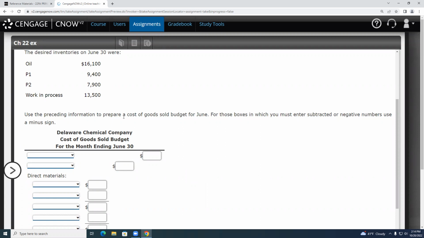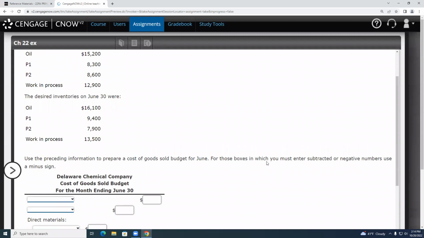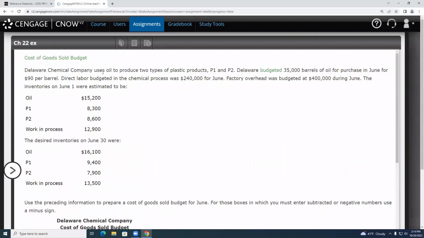Use the preceding information to prepare a cost of goods sold budget for June. For those boxes in which you must enter subtracted or negative numbers, use a minus sign. So that's good to know. Delaware Chemical Company uses oil to produce two types of plastic products, P1 and P2. Delaware budgeted 35,000 barrels of oil for purchase in June for $90 a barrel, and they budgeted direct labor in the chemical process was $240,000 for June. Factory overhead was budgeted at $400,000 during June.